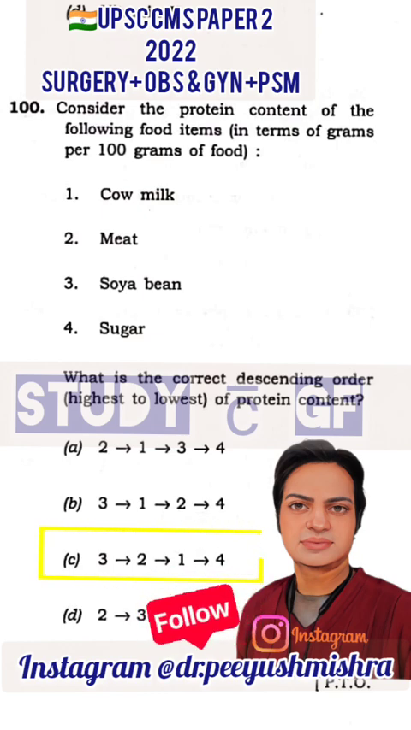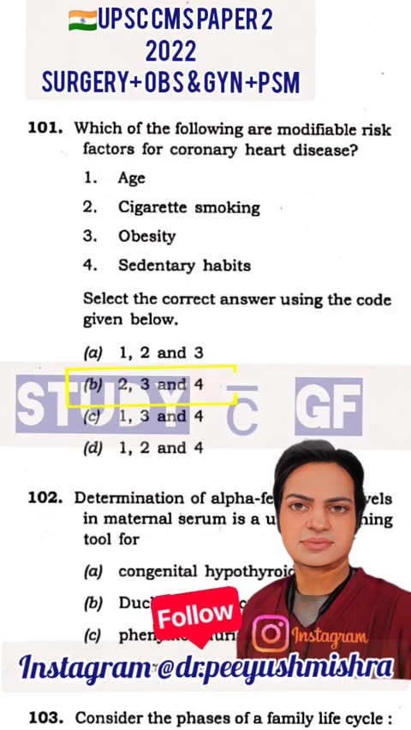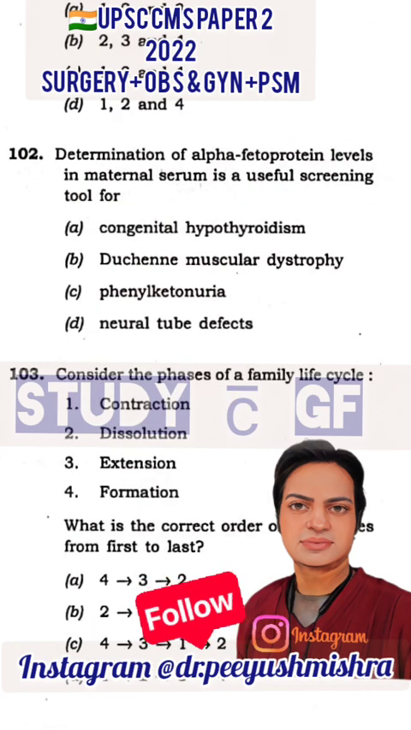Consider the protein content of the following food items in terms of grams per 100 grams of food. Which is the correct descending order, highest to lowest, of protein content? Soybean, meat, cow milk, sugar. Which of the following are modifiable risk factors for coronary heart disease? Cigarette smoking, obesity, sedentary habits.